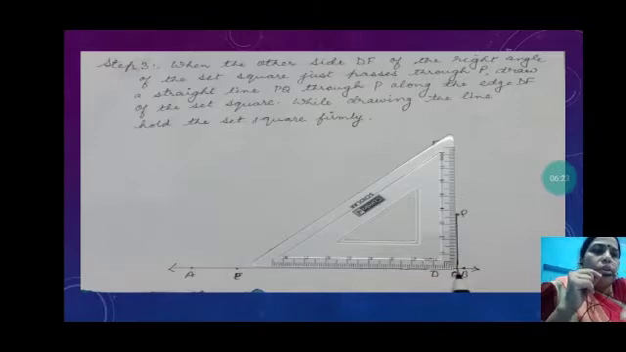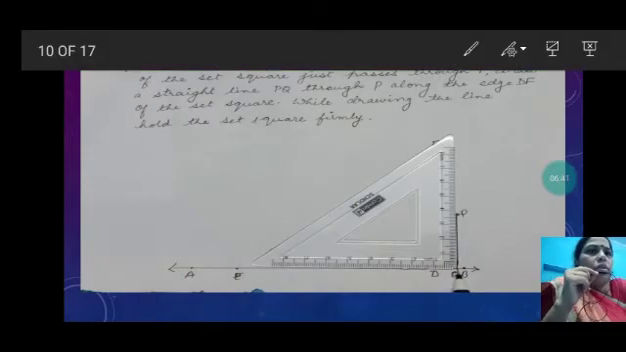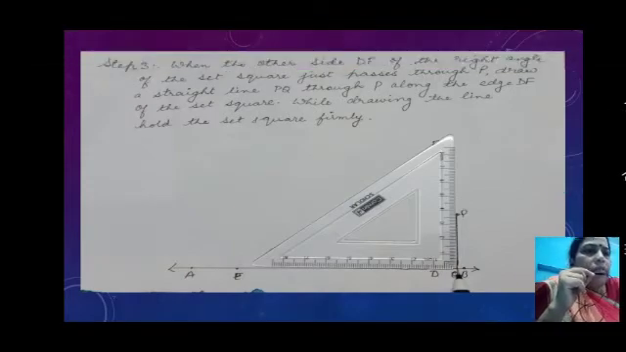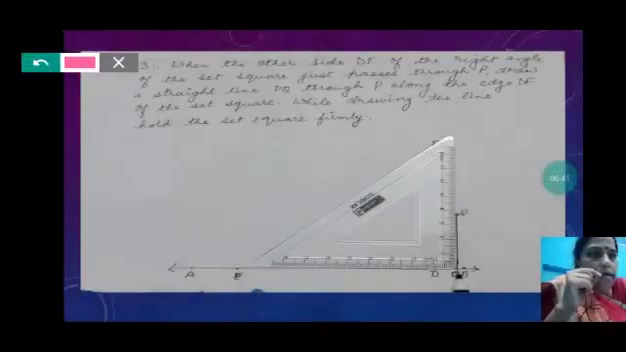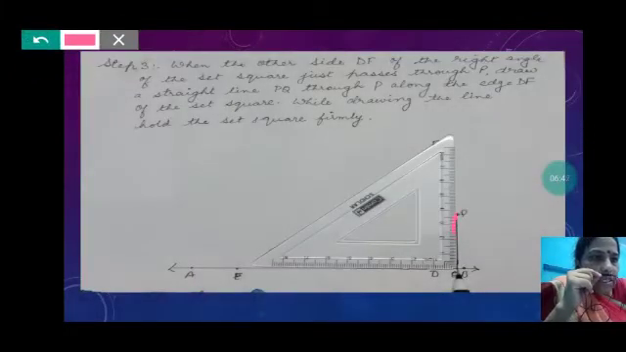So there I have drawn P, and now in the next step I will slide the set square so that it passes through P. Now you see that it has passed through P. Now draw a straight line. From this P, I have drawn a straight line PQ through P along the edge DE.